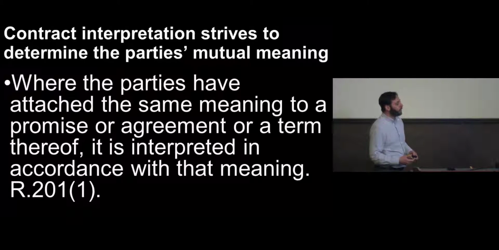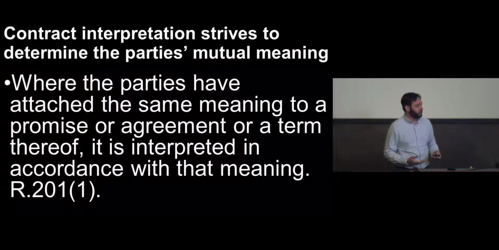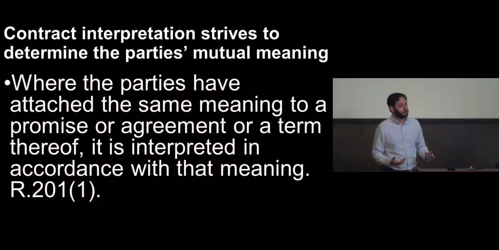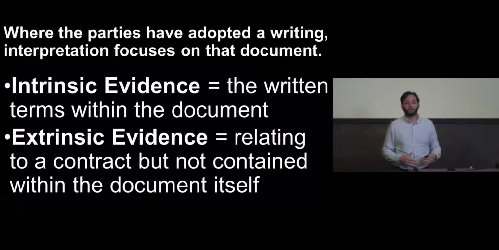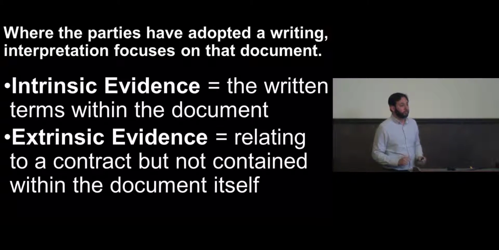Restatement 201 says, where the parties have attached the same meaning to a promise or a term thereof, it's interpreted in accordance with that meaning. So the simplest state of the world is where the parties said the same thing and meant the same thing, and we will hold them to that. But of course, the world is not always so simple. We sometimes might have to do a little more work and get at some of the evidence to determine what the parties actually intended. We have two major sources, or two major categories of that evidence.